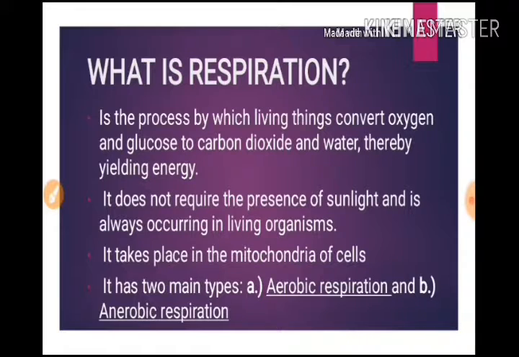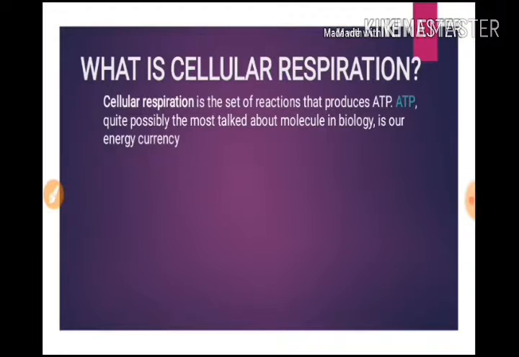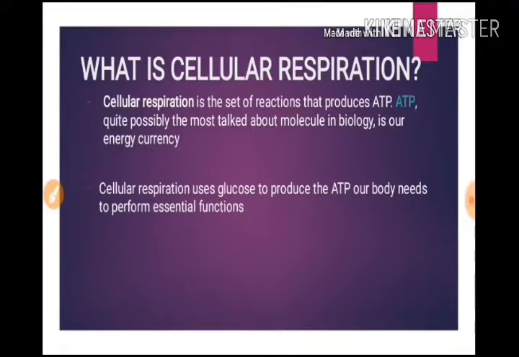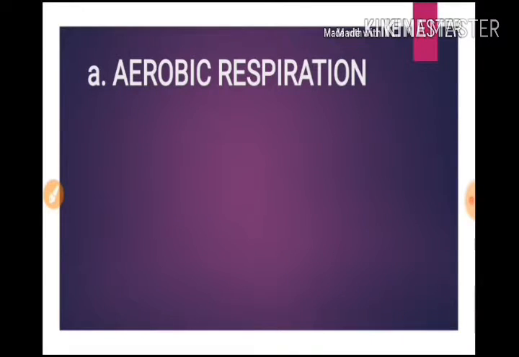So if we combine the thought of the two words, we can come up with the definition of cellular respiration. What is cellular respiration? Cellular respiration is the set of reactions that produces ATP. ATP, quite possibly the most talked about molecule in biology, is our energy currency. Cellular respiration uses glucose to produce the ATP our body needs to perform essential functions. Cellular respiration can be divided into three parts: glycolysis, the citric acid cycle or the Krebs cycle, and the electron transport chain. As I said earlier, cellular respiration is divided into two types.